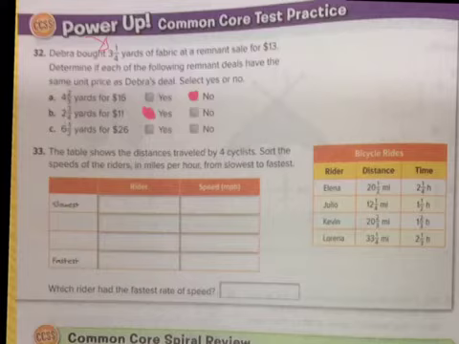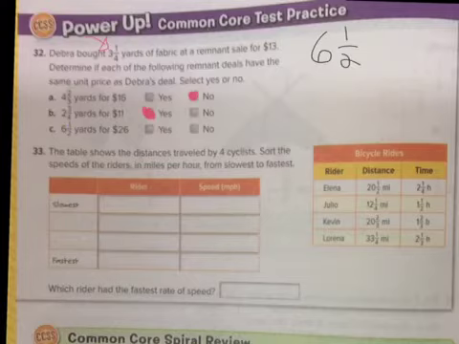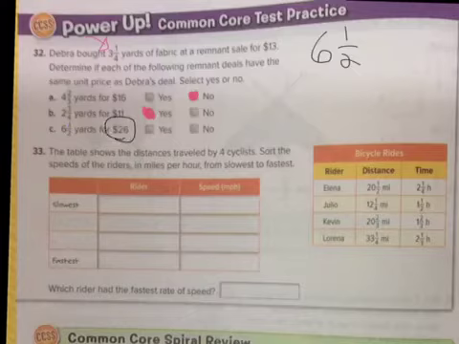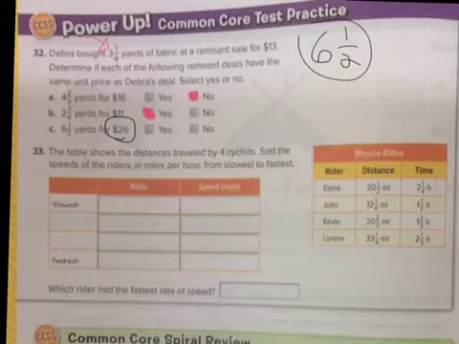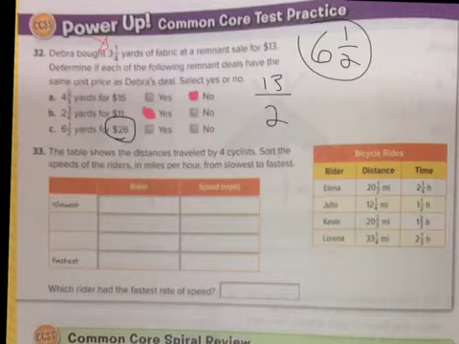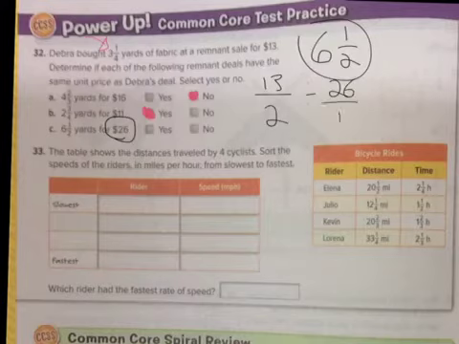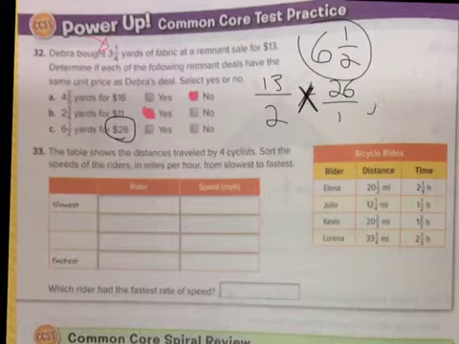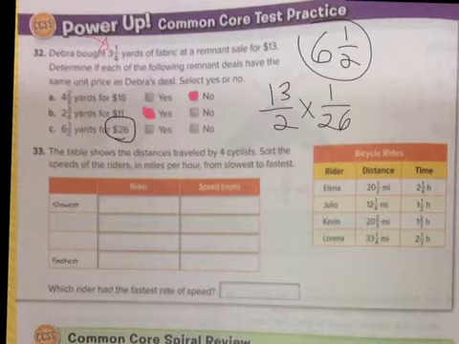Another way to do it, boys and girls, if you want to use division, is simple. You have the number 6.5, right? And we really want to know if there are enough dollars here for each quarter of a yard. So what we're going to do is convert this into an improper fraction, where you do 6 times 2 plus 1. 6 times 2 plus 1 is 13 over 2. And you divide it by 26 over 1, right? And remember, when we divide, we change the division to a multiplication sign, and we flip these two around so that you have something that looks like this.